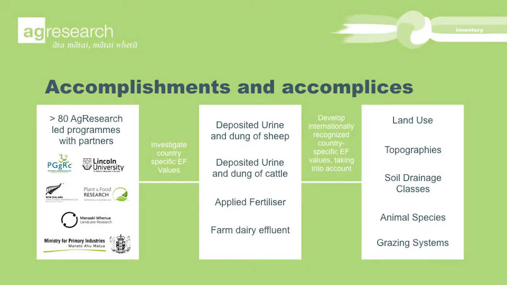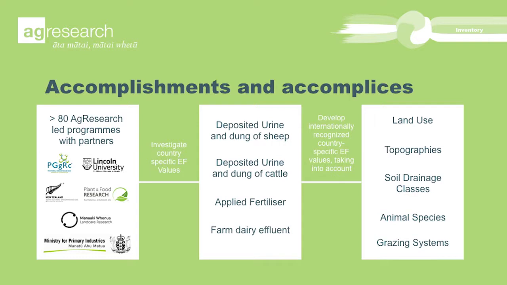We look at emissions, particularly from urine and animal dung. Why do we focus on urine and dung? Because from our calculation, about 80% of total agricultural nitrous oxide emission comes from animal urine and dung deposition. This is why we focused on the emission factors from sheep urine, sheep dung, dairy cattle, and beef cattle urine and dung. Of course, we also look at the fertilizer nitrous oxide emission factors and the farm dairy effluent emission factors.